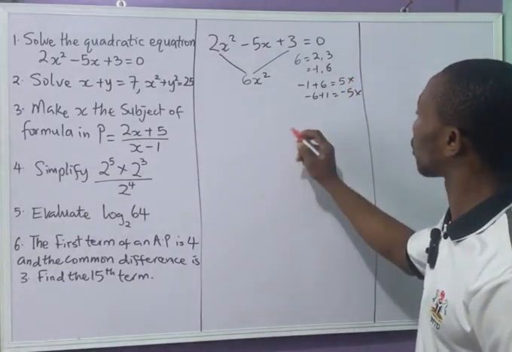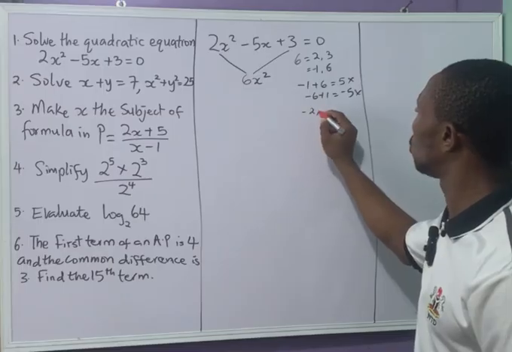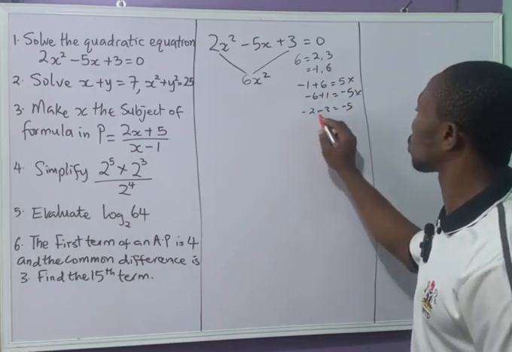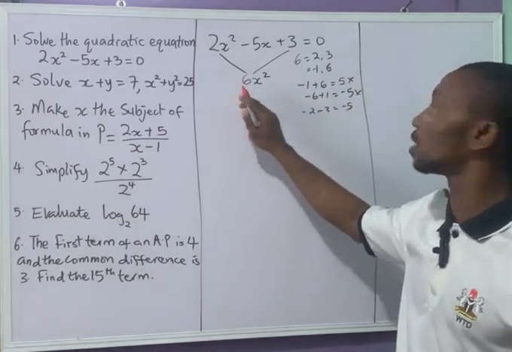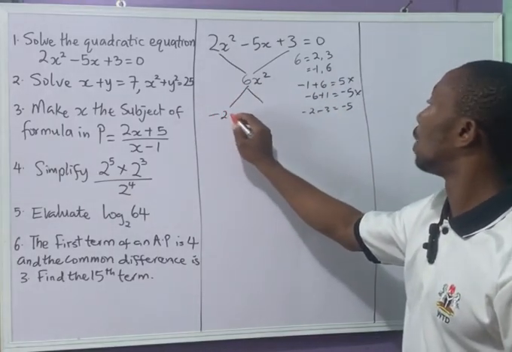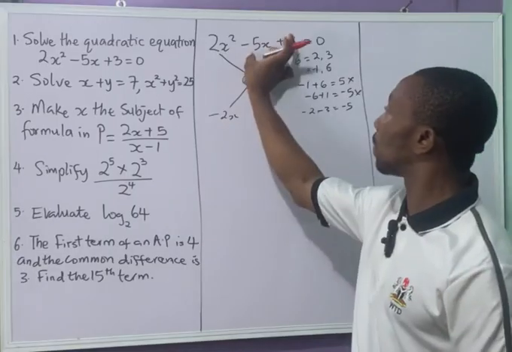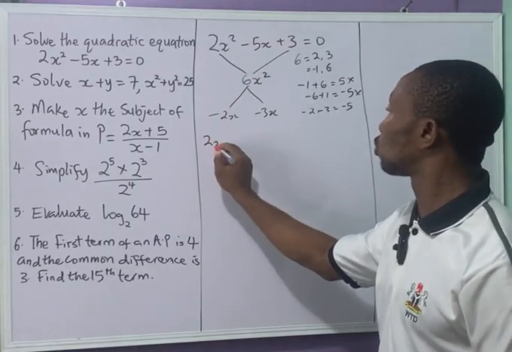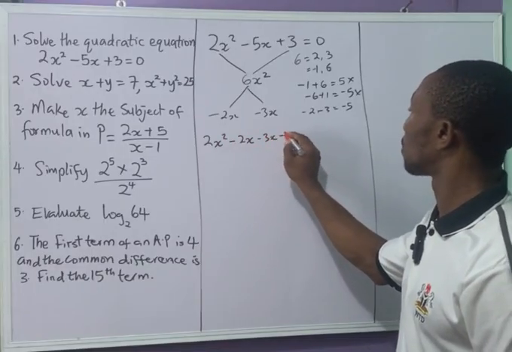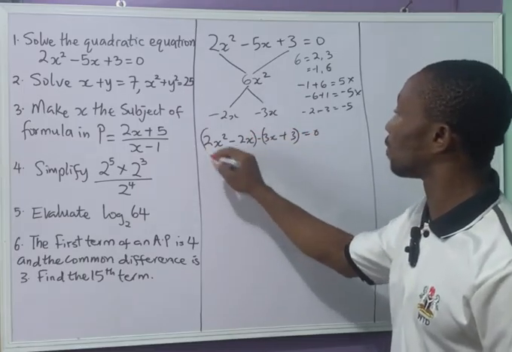Now let's consider 2 and 3. If we have 2 and 3, so we have minus 2 minus 3. That gives us a minus 5. Now minus 2 times minus 3 will give us a plus 6. So our values will become minus 2x minus 3x. Now, using this to replace 5 here, we have it as 2x squared minus 2x minus 3x plus 3 equals 0.